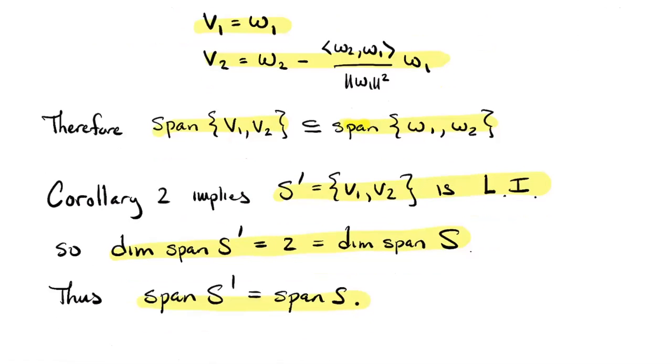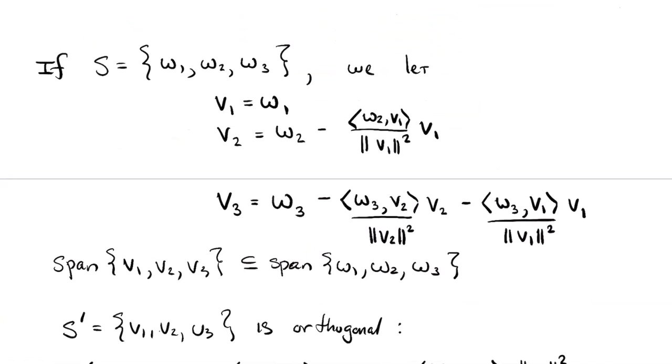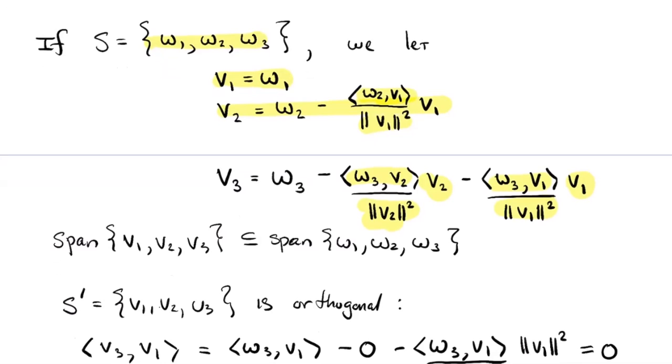Cool. If you started off with, say, 3 elements, W1, W2, and W3, we'd proceed the same way. Let V1 be W1. Let V2 be W2, subtract off that same scalar multiple of V1. And then proceeding by analogy, let V3 be W3, subtract off the analogous scalar multiple of V2. So I take W3 inner product V2 over the length of V2 squared times V2, subtract the same scalar multiple of V1.